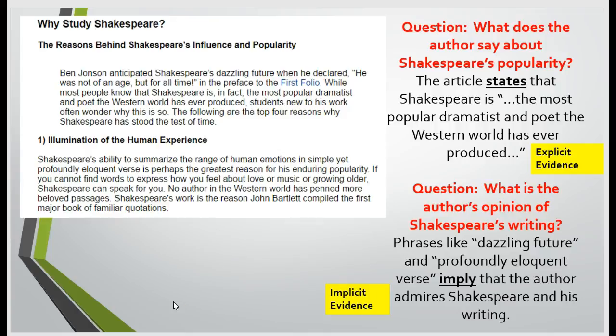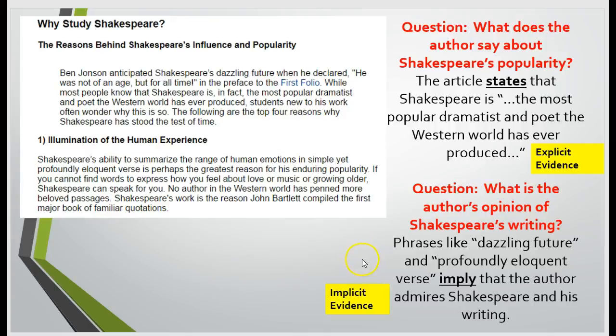So if the question was, what does the author say about Shakespeare's popularity? This is an explicit reference. This is explicit evidence to answer this question, because there it is right there. He's the most popular dramatist and poet the Western world has ever produced. Now, we haven't looked at the supporting evidence just yet, but to answer this question, this is an explicit statement that I can point to in the text.